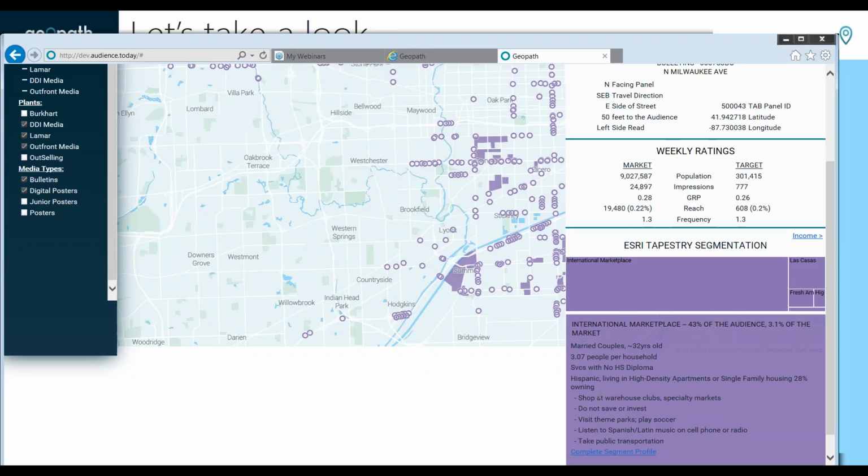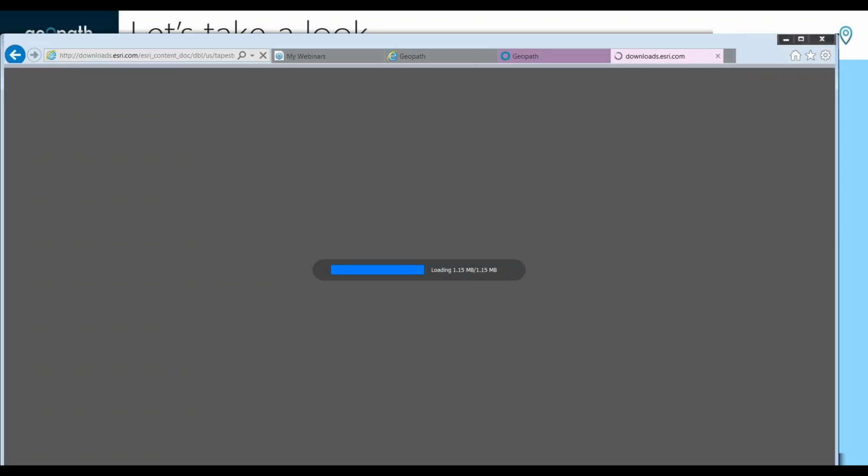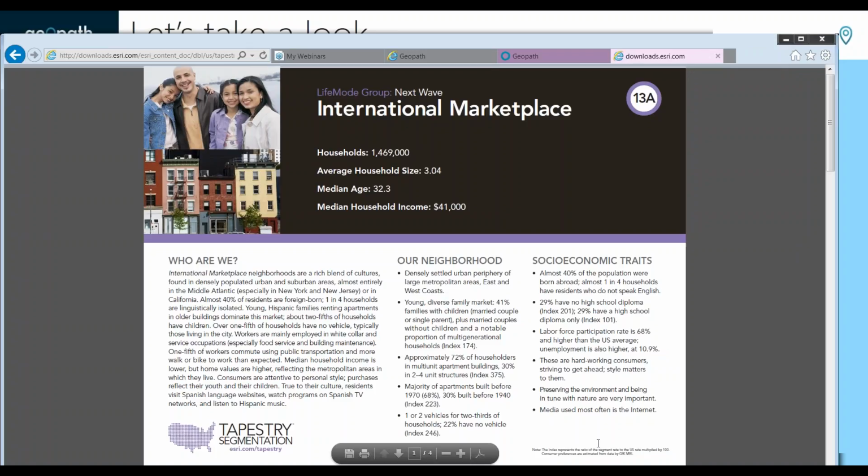And so we'll have this information and even more as I click on the complete segment profile below for every single segment available. And Esri has approximately 68, I believe, segments available. And again, going back to my theme of having greater storytelling capabilities, there'll be a lot of information provided on who these people are. So you see number of households, average income, median age, etc.